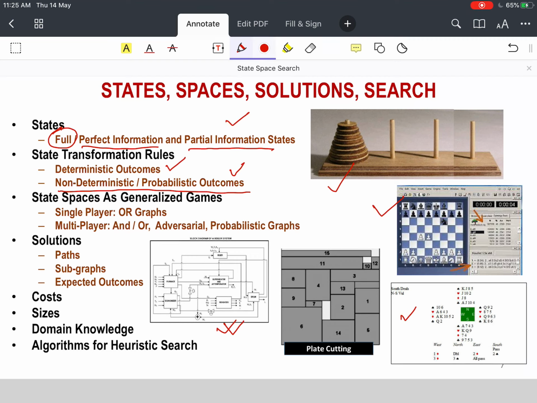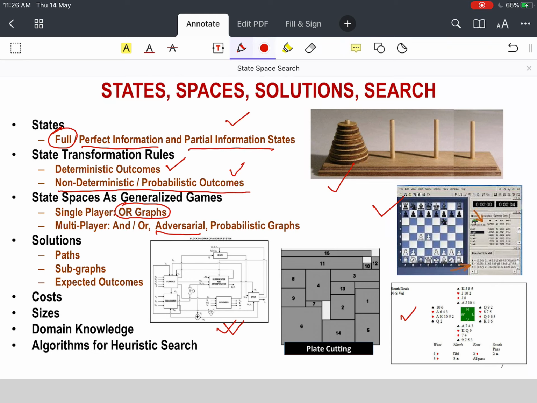Third aspect was how many players are there. The normal state space problem, which is an OR problem, is a single player game. On the other hand, you could have multiple players which are adversarial, collaborators, or probabilistic, and they lead to a different kind of a situation.